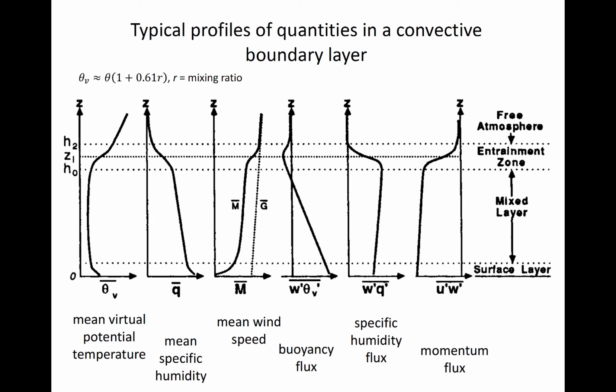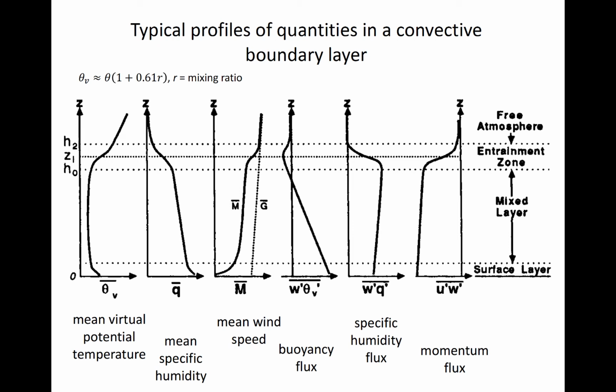A few different variables are plotted here as profiles in the boundary layer. You can see that almost each is relatively constant in the mixed layer. The first plotted is virtual potential temperature, which is a function of potential temperature and water vapor mixing ratio, as we'll see on the next slide. Specific humidity tends to slowly decrease through the mixed layer, while wind speed increases from zero right near the surface to something larger than that, which is relatively constant on average throughout the mixed layer.